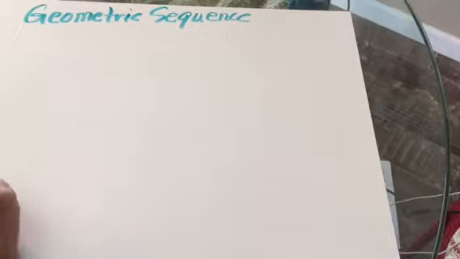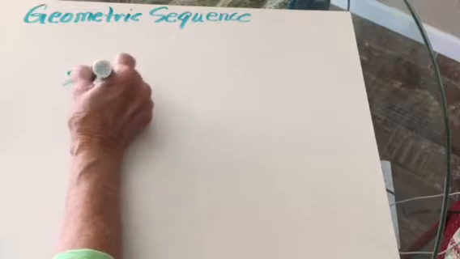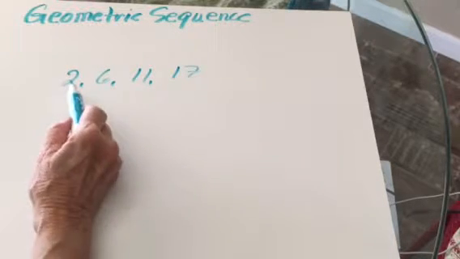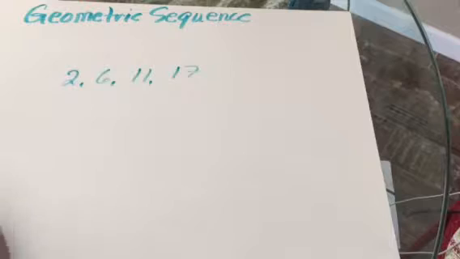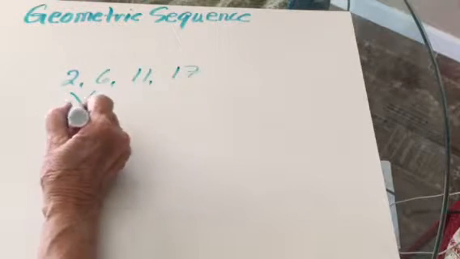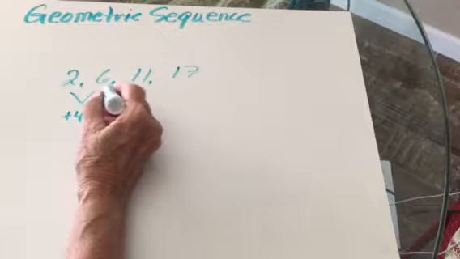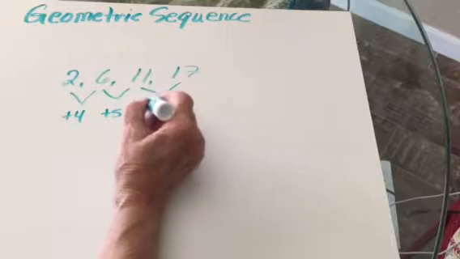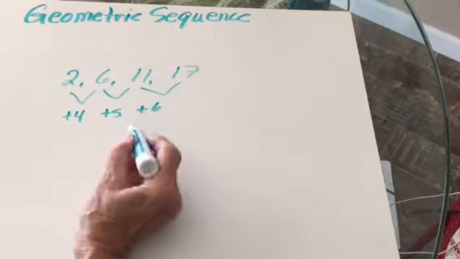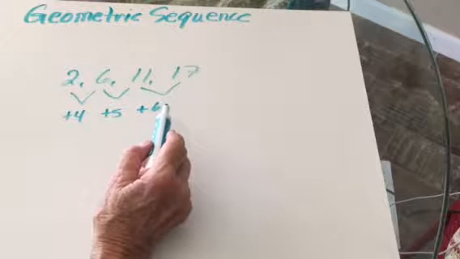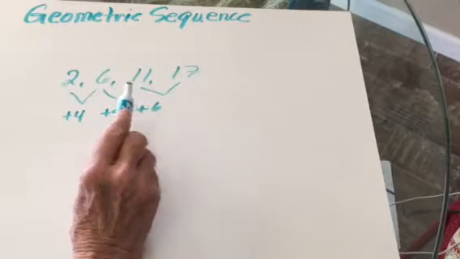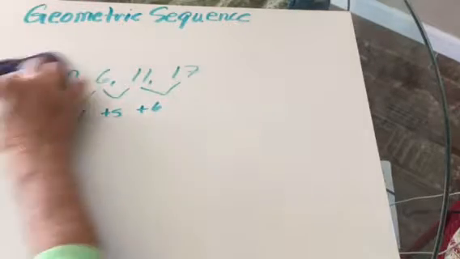How about this? 2, 6, 11, 17. How did I get from 2 to 6? Well, I could say I went plus 4. How do I get from 6 to 11? Plus 5. How do I get from 11 to 17? Plus 6. Well, it's not geometric. And by the way, it's not arithmetic either. So here's one that's neither. Okay, that's neither. How about this one?